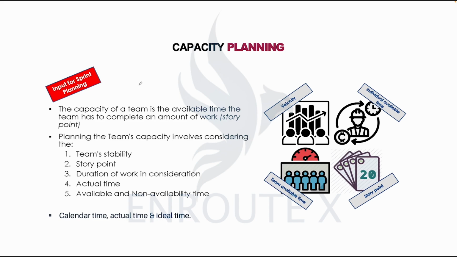Input for sprint planning. So the capacity of a team is the available time that the team has to complete an amount of work. So the capacity is the available time a team has to complete the amount of work. That is the capacity: the available time a team has to complete an amount of work.